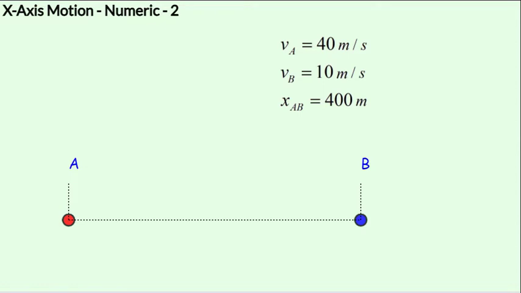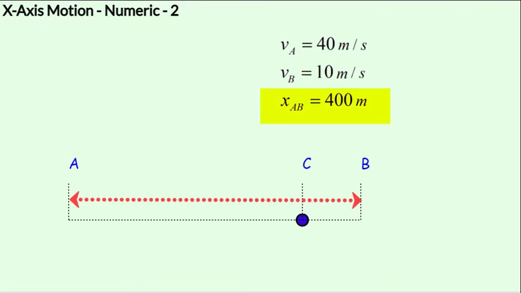This is similar to the previous problem, except that in this case, both A and B will move in opposite directions and eventually end up meeting. A travels to the right with a uniform velocity of 40 meters per second, and B travels to the left with a uniform velocity of 10 meters per second, and they end up meeting at point C. The initial distance between A and B is 400 meters.